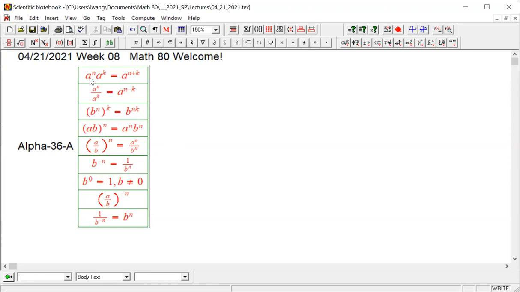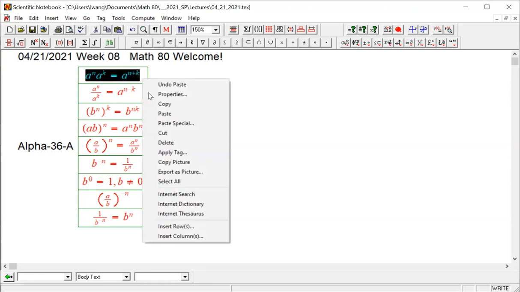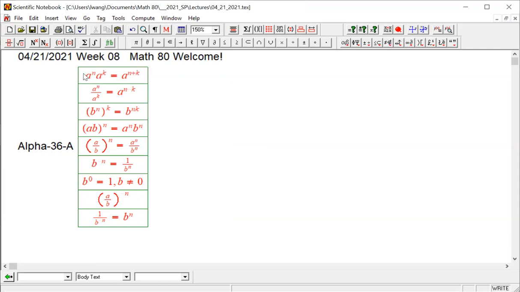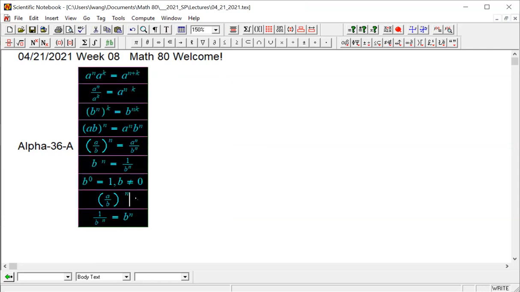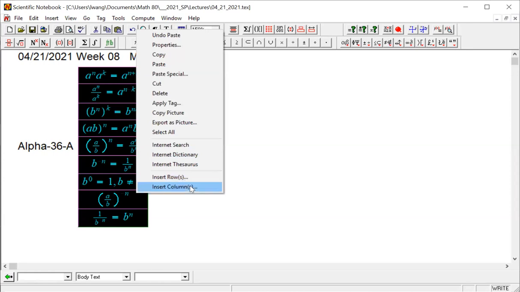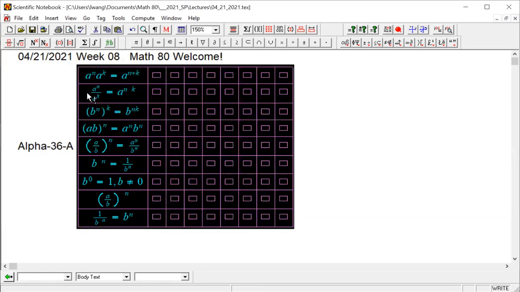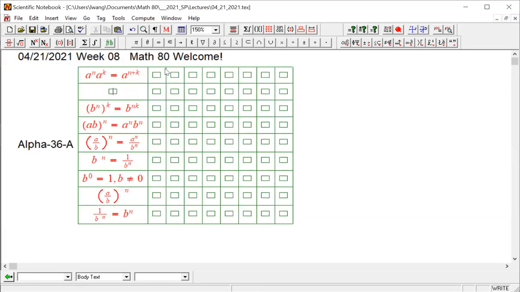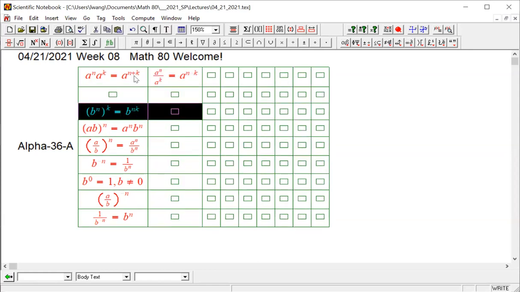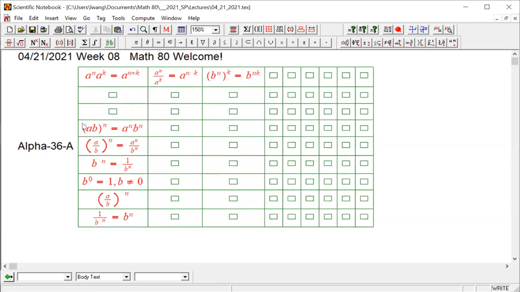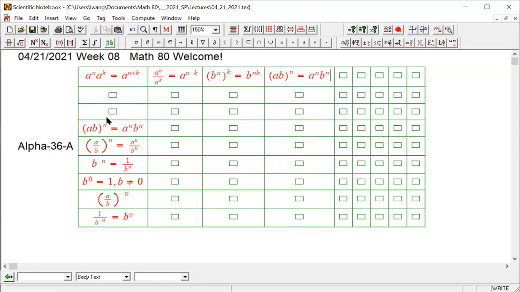So I'm going to make them horizontal. I'm going to insert some columns. I'm going to bring this guy over here. That will just make it easier for us to browse those properties when we need them. And I'm sure you probably don't really need them.